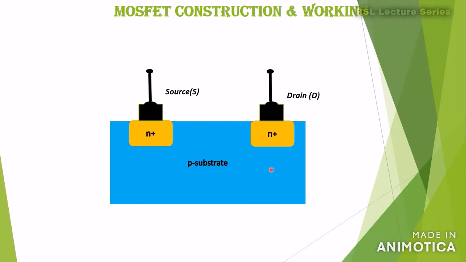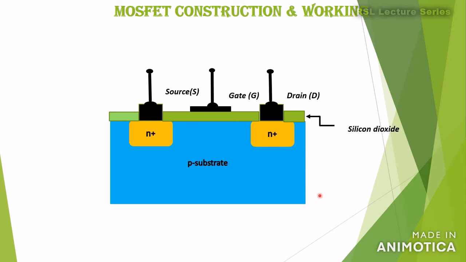Over this p-type substrate, a silicon dioxide layer is placed, which will act as an insulator. Over the silicon dioxide layer, a metallic plate is placed, and from this metallic plate the gate terminal is taken out. As we can see, the gate terminal is not directly connected with the p-type substrate. In between the gate and the substrate, the silicon dioxide layer, which acts as an insulator, is placed.